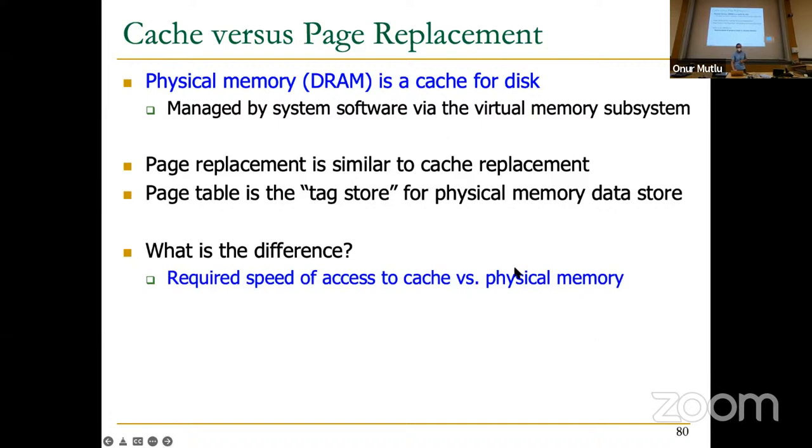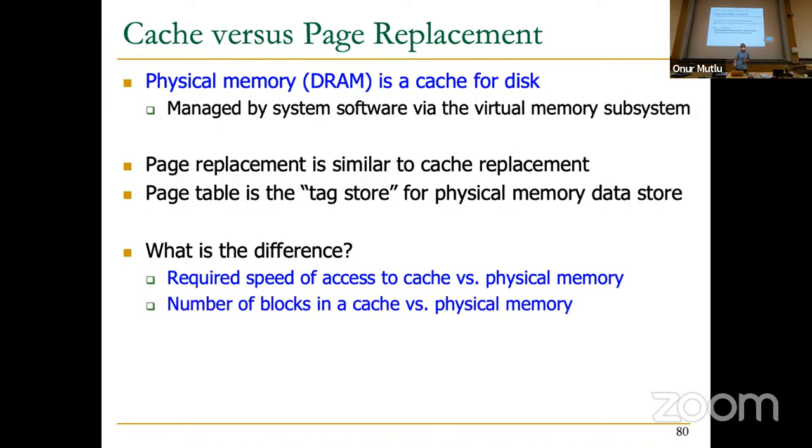So a physical memory is actually much slower than an L1 cache, for example, or even an L2 cache, even an L3 cache. So replacement algorithms can be more sophisticated, let's say, and they can look at more data. The number of blocks in a cache versus physical memory is also different, even though caches are becoming bigger. Actually, today caches are becoming very big, but still your physical memories are bigger. As a result, the number of blocks, the number of pages you have in physical memory is greater than the number of blocks that you have in even the largest caches today.